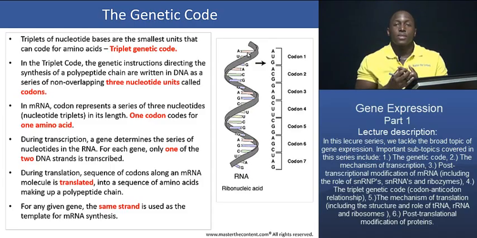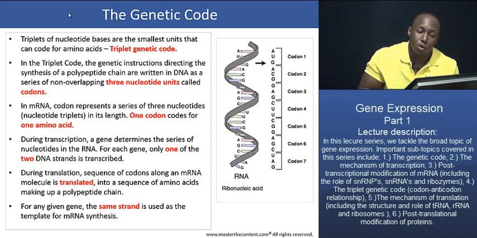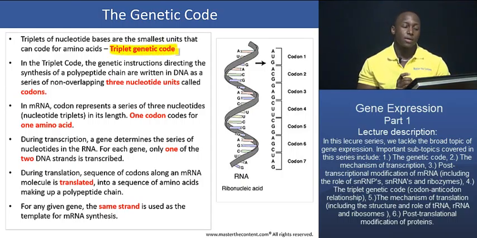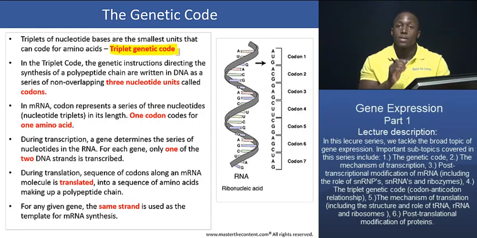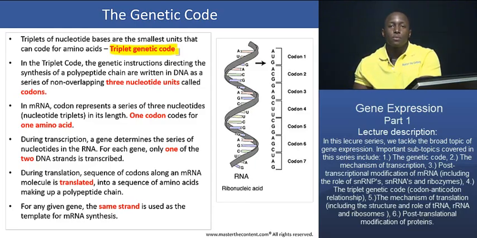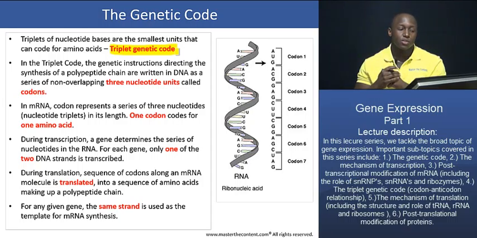So this brings me to what we call the triplet genetic code. I'm going to highlight that, the triplet genetic code. It just so turns out that triplets of nucleotide bases are the smallest individual units that can code for a single amino acid. So what do I mean by this? If you have an amino acid being added to a polypeptide chain in translation, the instructions dictating that came from a tandem of 3 nucleotides, what we call a nucleotide triplet, or a triplet of nucleotide bases.